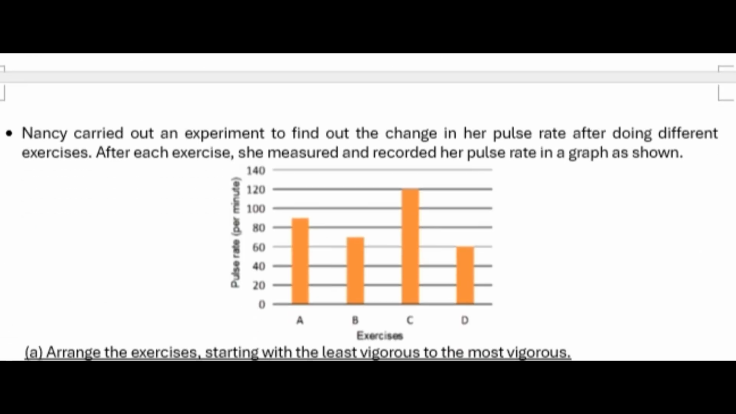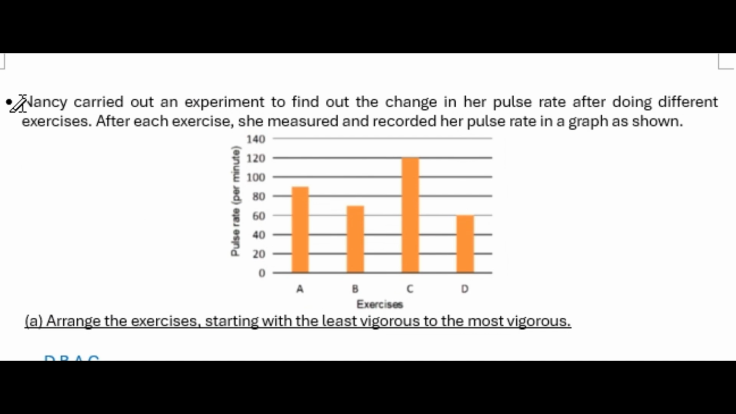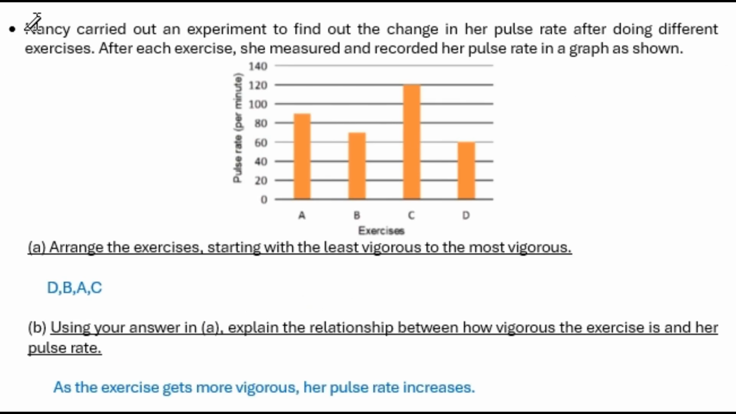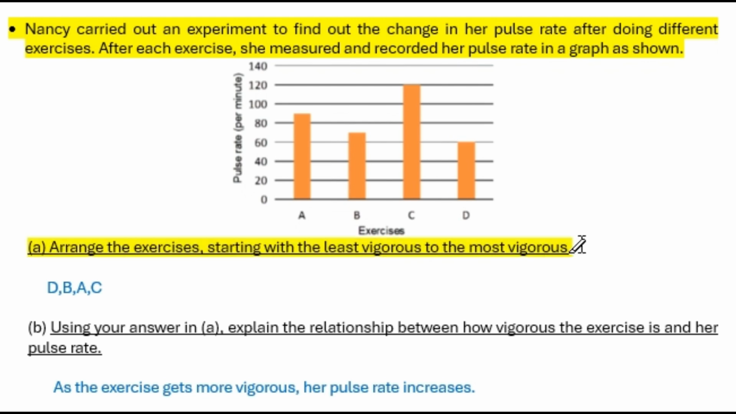Nancy carried out an experiment to find out the change in her pulse rate after doing different exercises. After each exercise, she measured and recorded her pulse rate in a graph as shown. Arrange the exercises, starting with the least vigorous to the most vigorous. D, B, A, C.